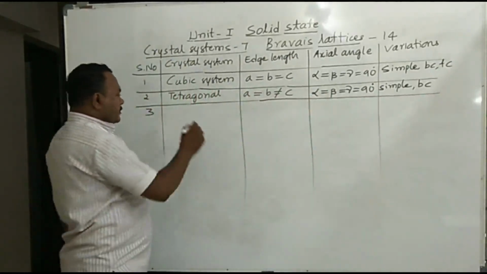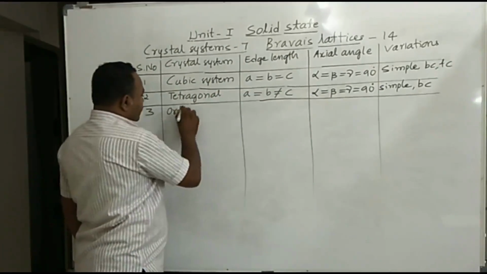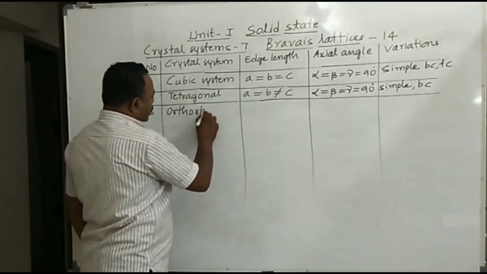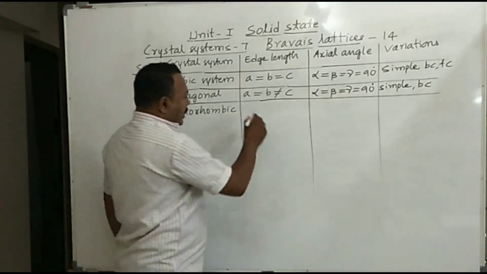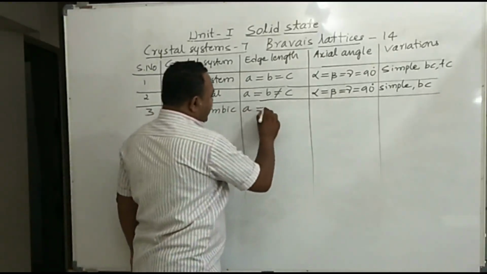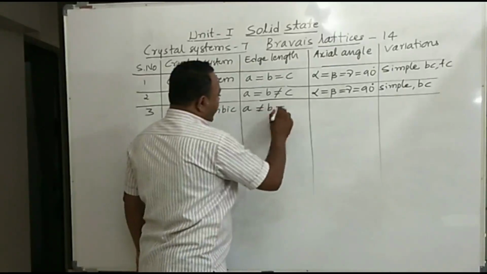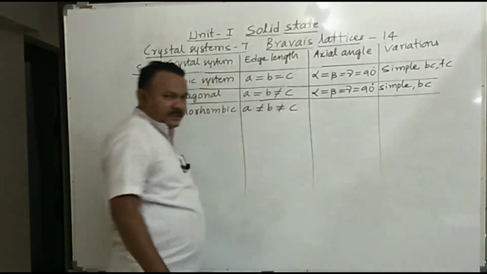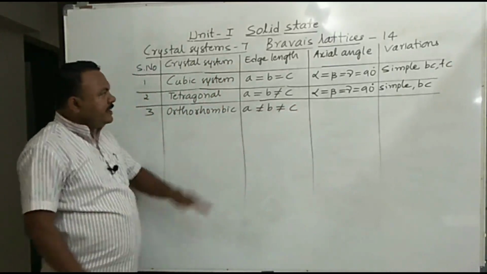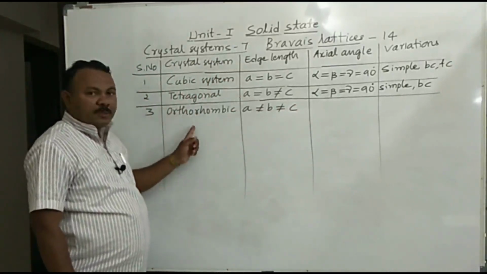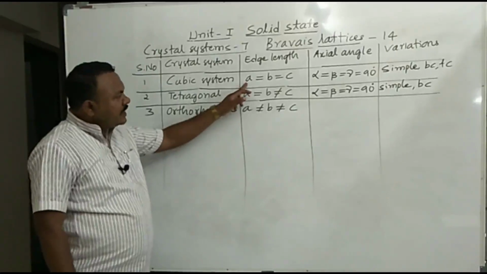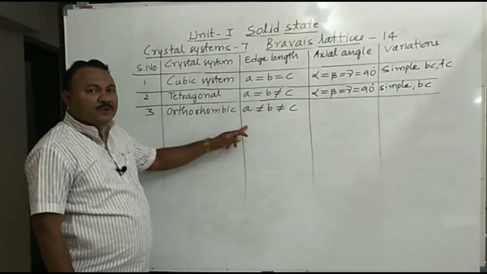Third crystal system, orthorhombic system. In the orthorhombic system, we are going to cancel another edge. A not equal to B, not equal to C. Just look at the edge length relation when you move from cubic system to orthorhombic system. We are cancelling one edge from the first to the third one.